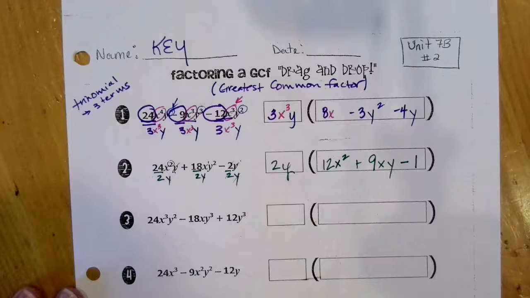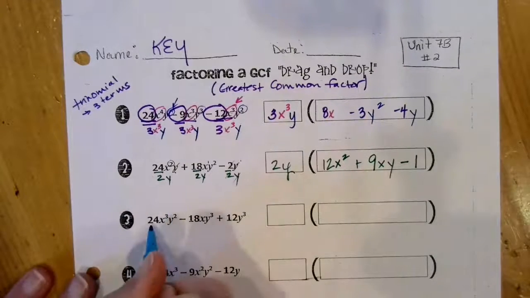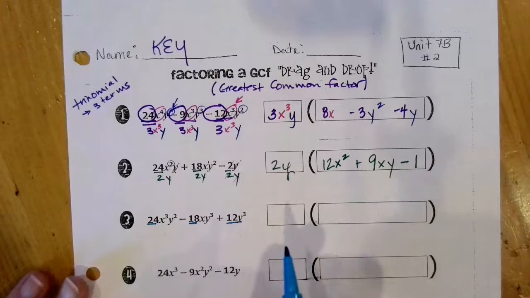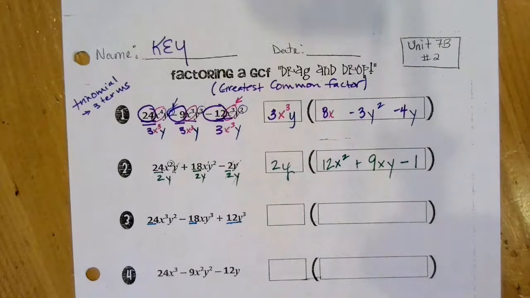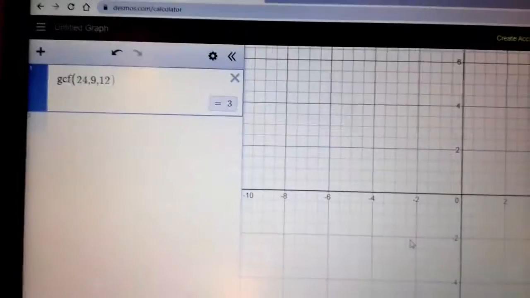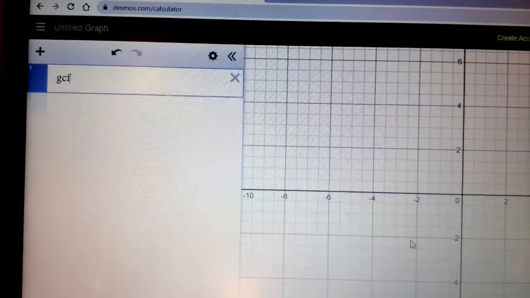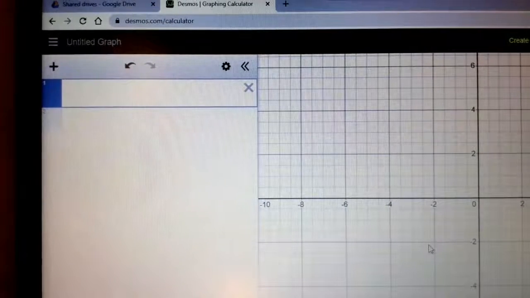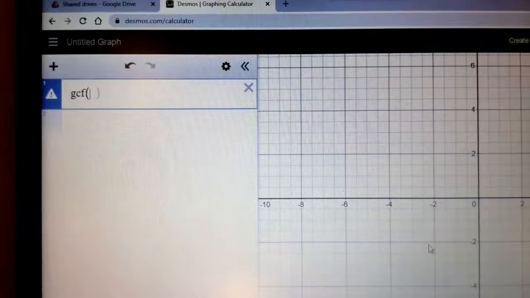When you divide them, you get an answer of 1. All right, let's take a look at our next one. If I have 24, 18, and 12, and I want to find my greatest common factor, in case those numbers are not familiar to me, I can go back and again use my GCF function.